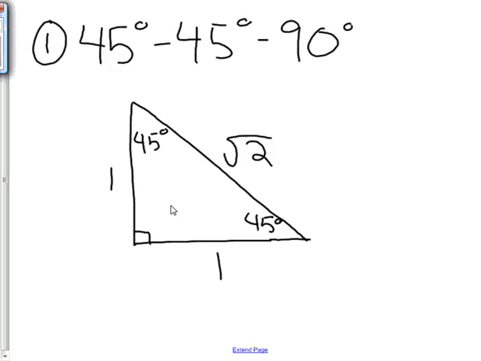If we put this into Pythagoras' theorem, 1 squared plus 1 squared equals c squared. Solve it out.